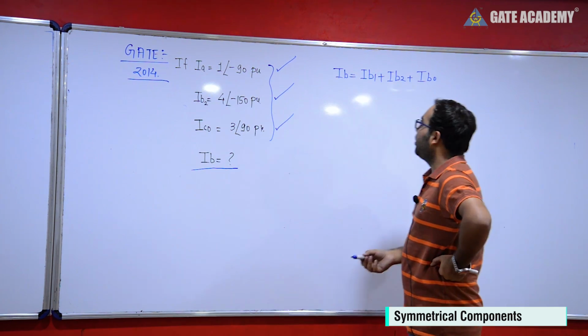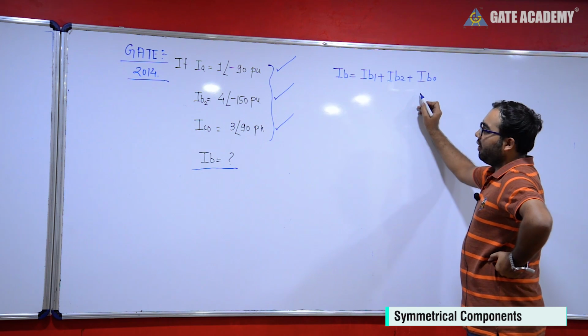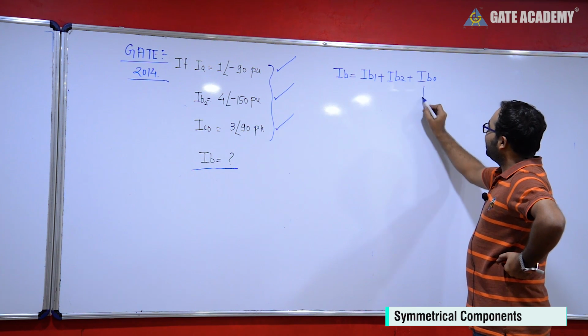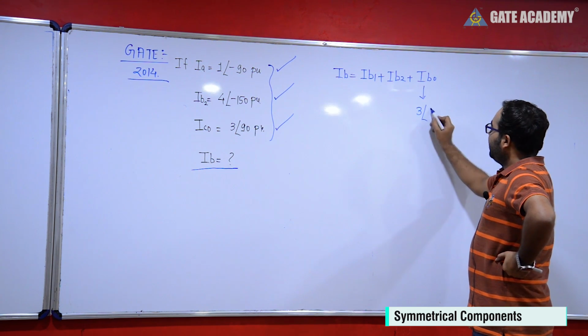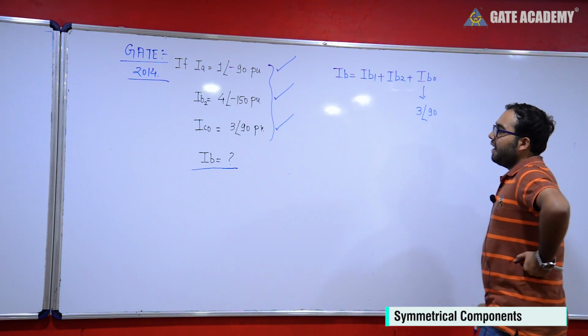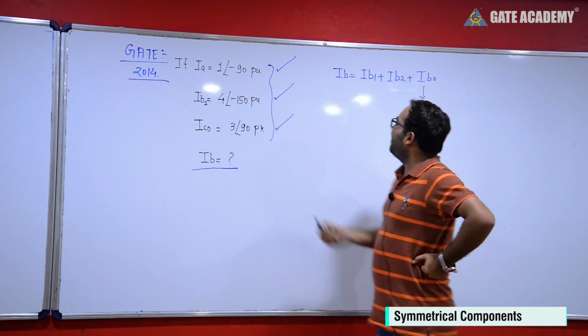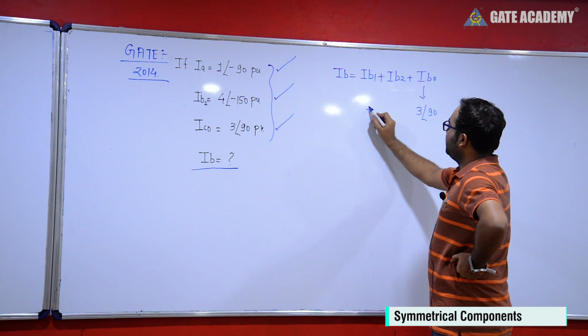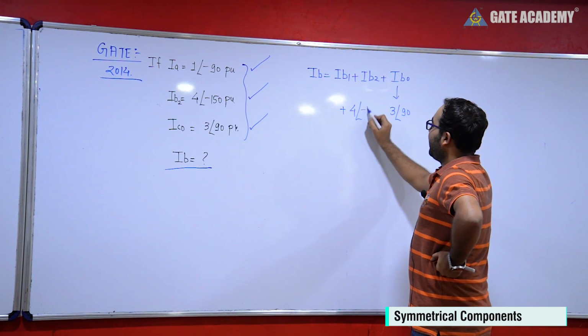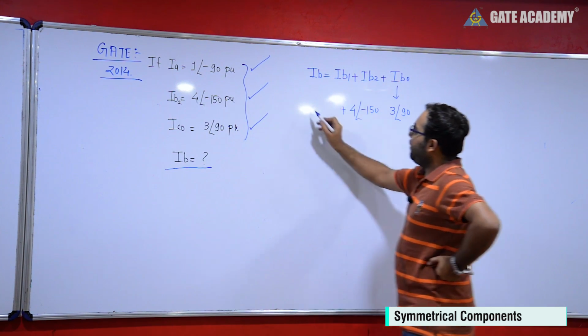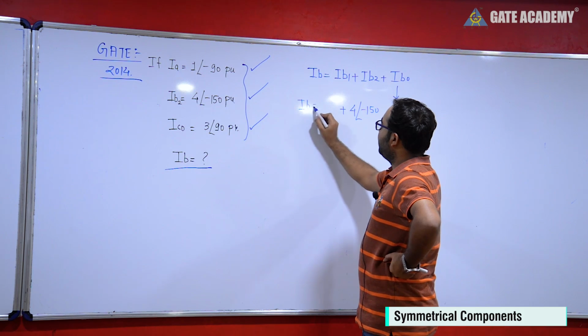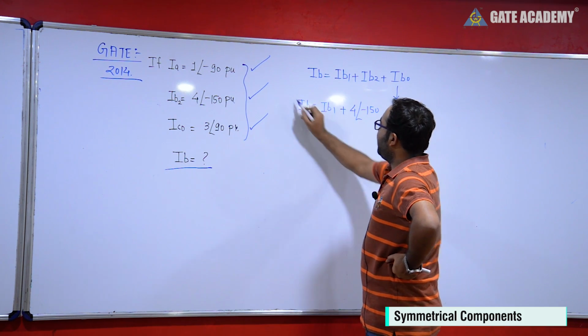IC0 is given, and we know the property IA0 equals IB0 equals IC0. So we can say this is equal to 3 at an angle 90. IB2 is given, so there is no issue. This is 4 at an angle minus 150. The value of IB1 is not known, it's okay, we can say IB1. So we have to find out IB1.